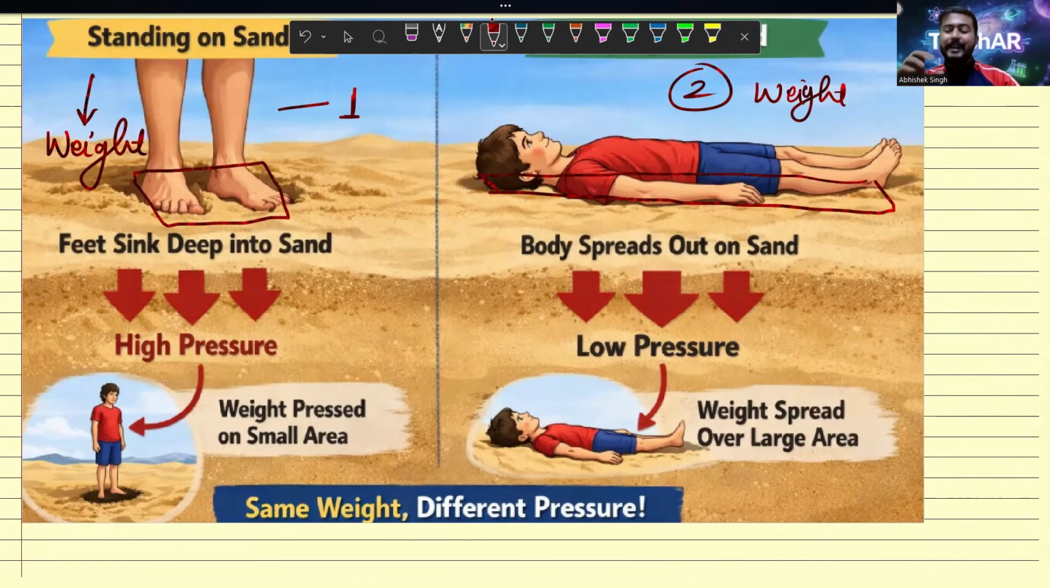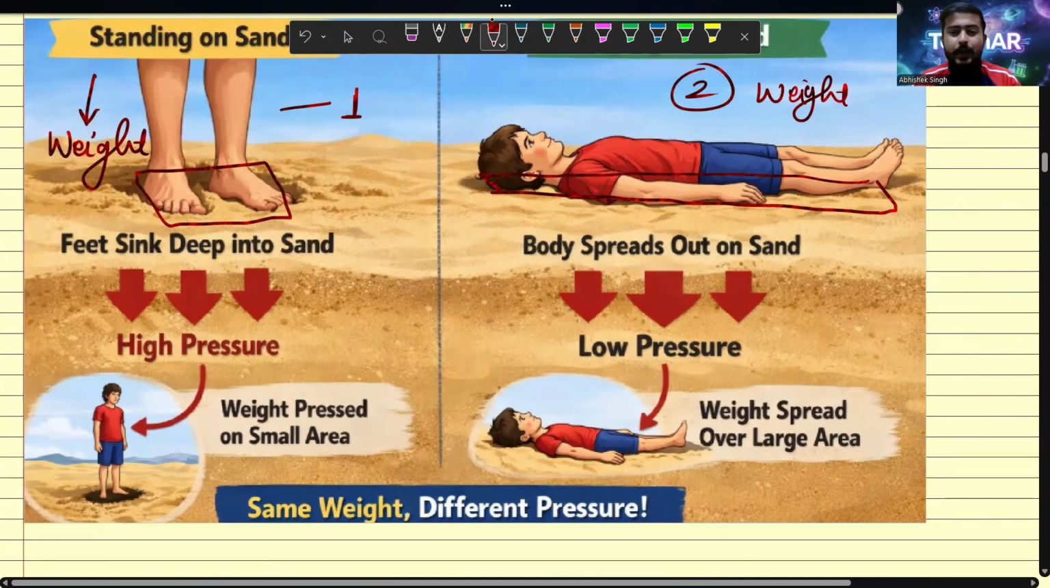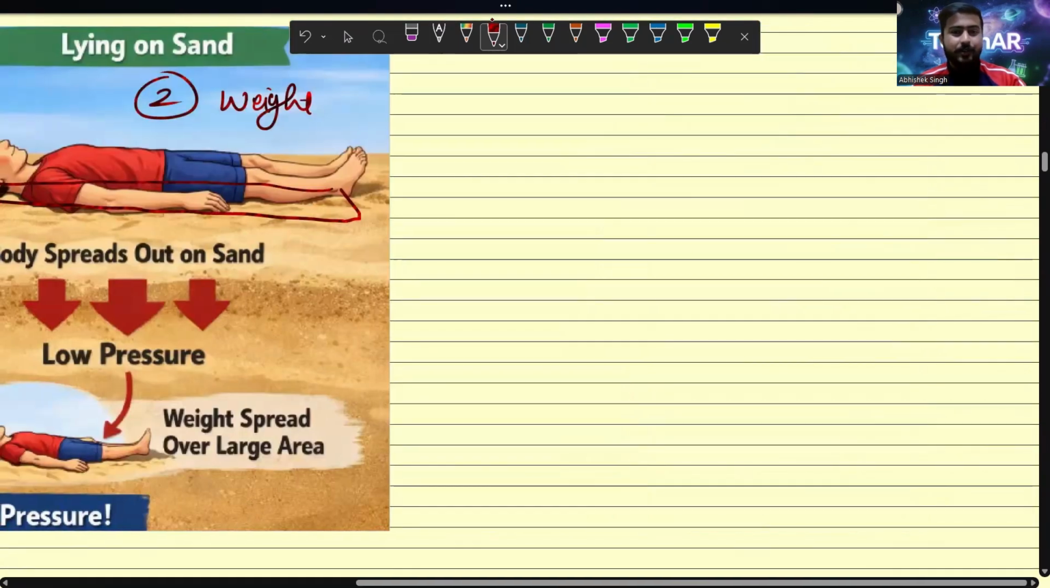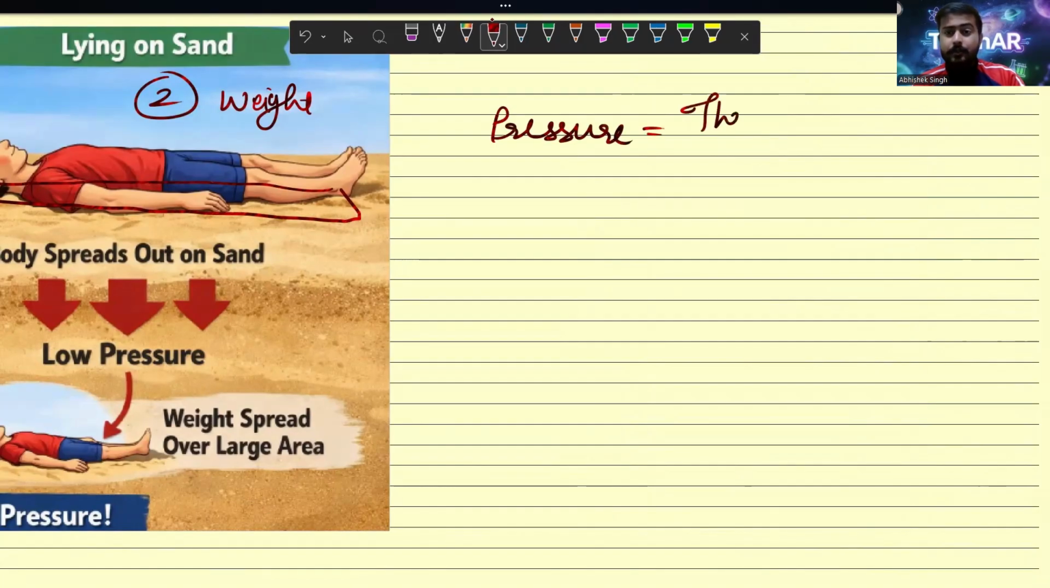So here we can say that the area has increased, and that is why when we sleep on the sand, our body does not sink down. But when we stand on the sand, our body sinks down. Why? Because we have just noticed something about pressure. So pressure is equal to thrust upon area of contact.